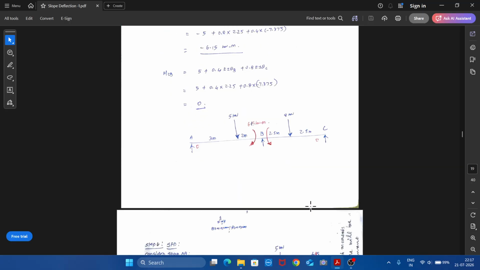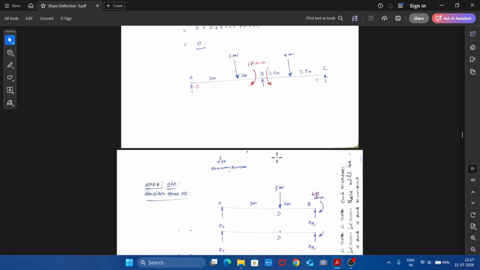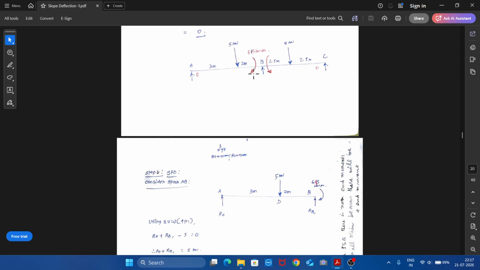Then we need to find the support reactions considering the free body of span AB and BC to draw the shear force diagram. So consider the free body of AB. We have RA here, load is applied here. We have 6.15 kN clockwise moment and RB1 is here. Why we say RB1 is because B is a common joint, so this side RB1 and this side RB2.